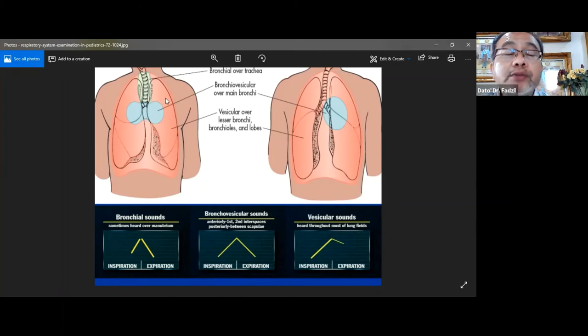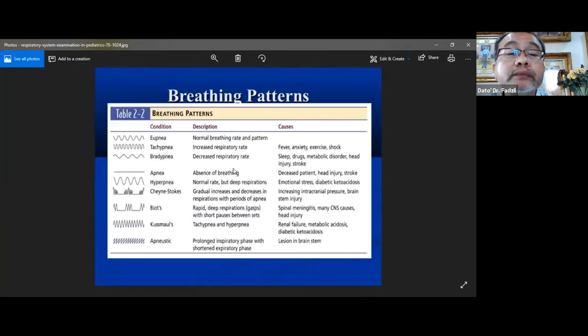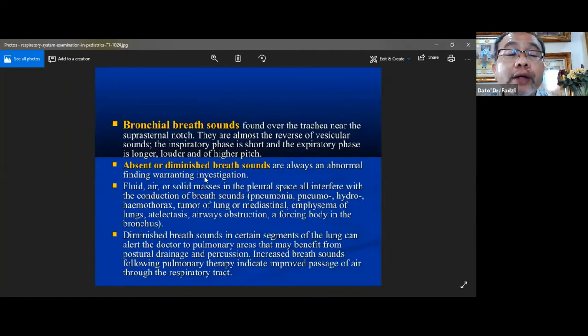In small children and babies, sometimes you hear more of this bronchial sound all over the lung field. This is because the alveoli are still not many yet, and the lung field is small. When you put your stethoscope, you not only auscultate the alveoli but also the airway, because the lung size is not big. If the lung size is big, when you auscultate at the periphery, it is mainly the alveoli. So you have to recognize that.